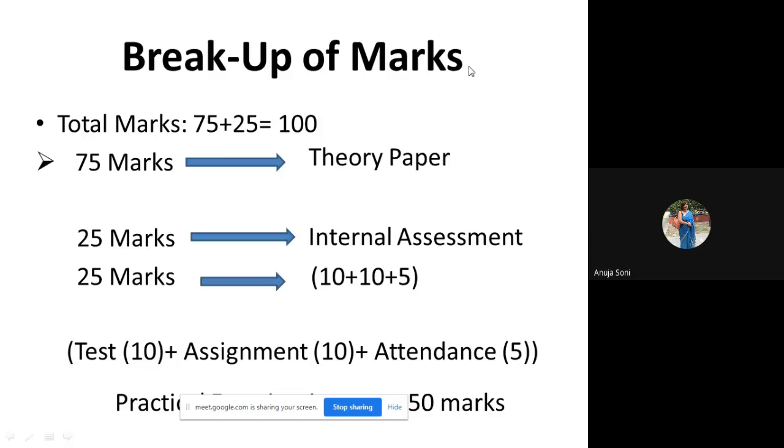Now, if we talk about the breakup of marks, the marks of your theory paper are divided into two parts. 75 marks are assigned to your final theory exam, whereas 25 marks will be given by the respective teacher of your respective subject. The internal assessment marks consist of three components. 10 marks are assigned to your test, 10 marks to your assignments, and the remaining 5 marks are assigned to your attendance.